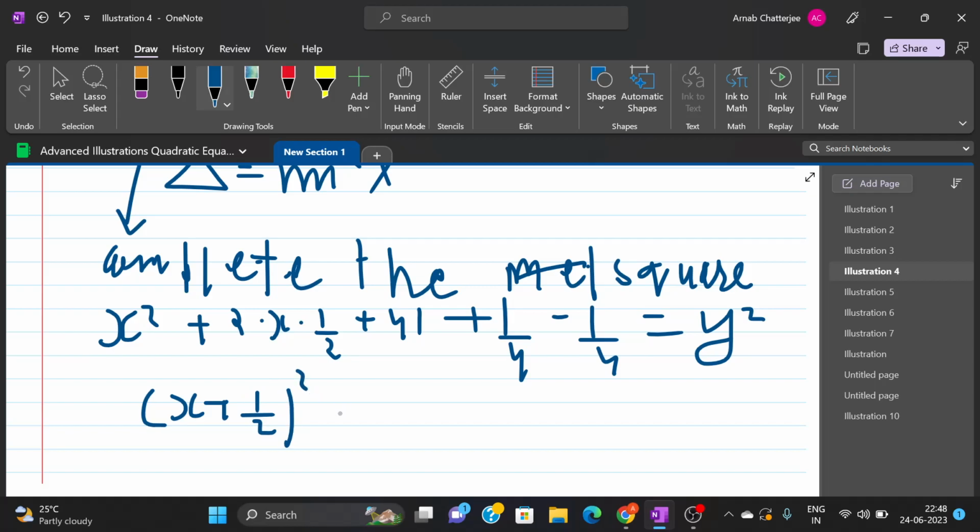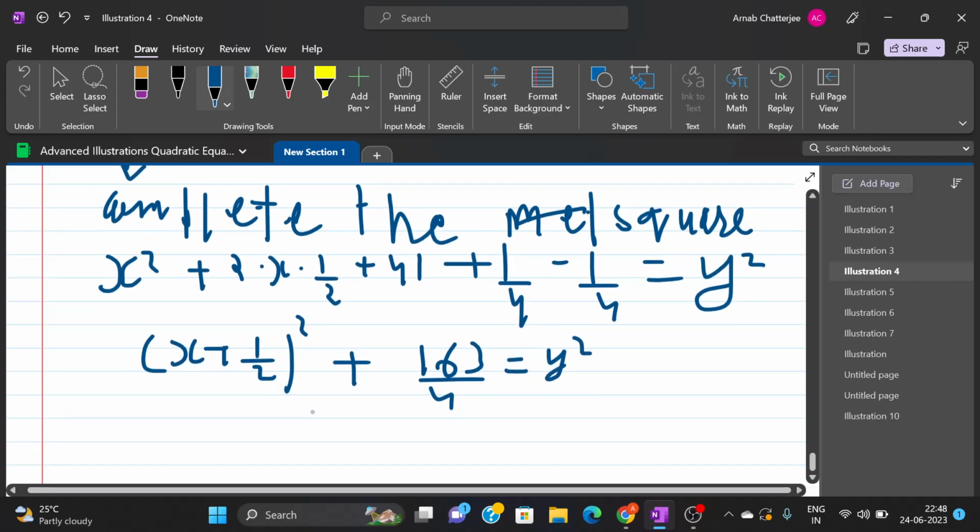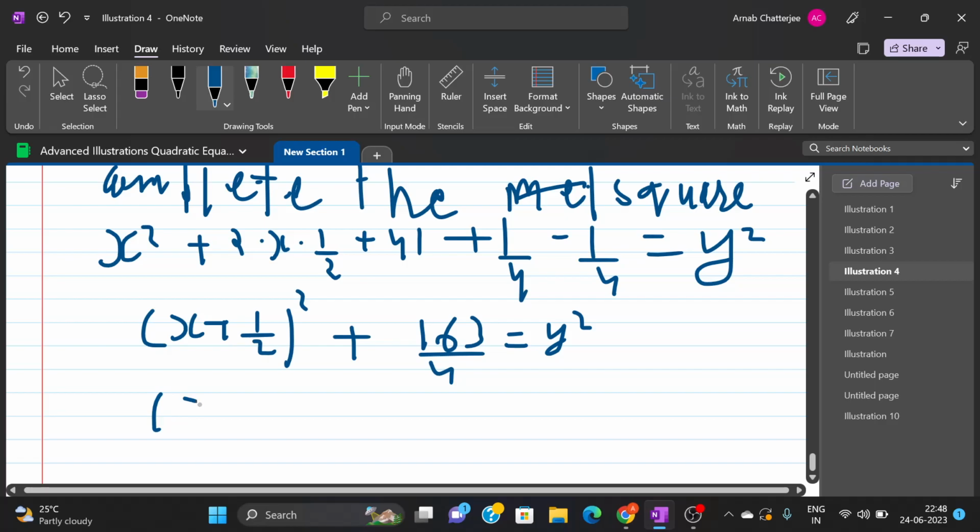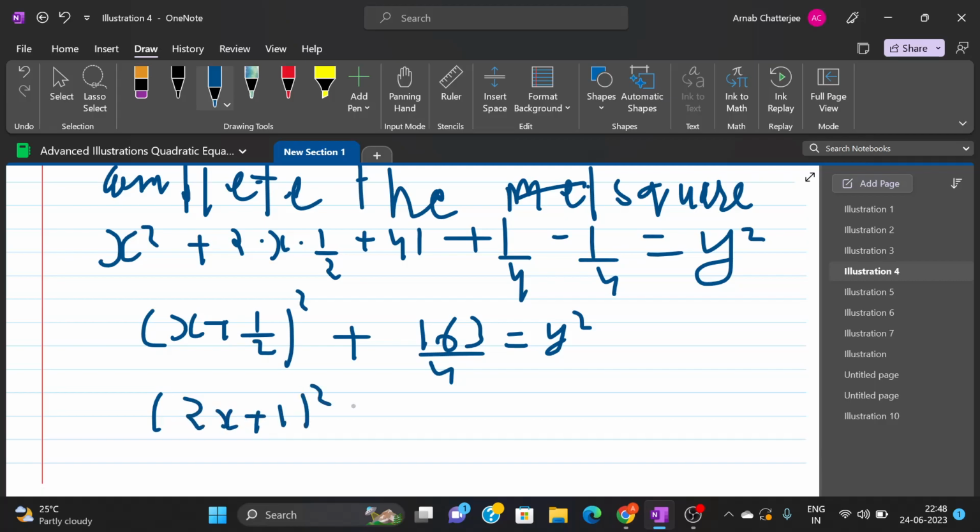Plus 41 minus 1/4, that is 164 minus 1 over 4, so 163/4. This should be equal to y square. So now we have (2x + 1) whole square plus 163, and this is equal to 4y square.